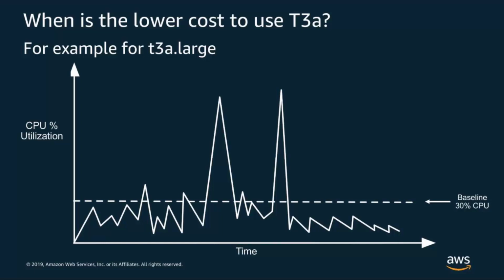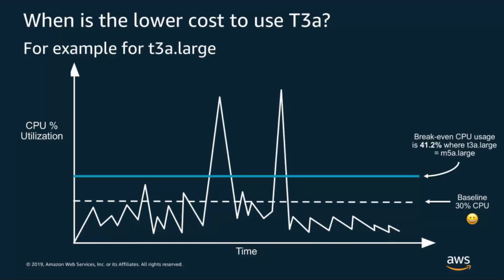In this case, you can see for some period of time, T3a large in this workload is below 30%. Sometimes it's above, sometimes it's below, and then sometimes it goes above, and so on. So if your average CPU is below 30%, you're going to be very happy, right? You save money. It's a lower cost option. You don't actually notice any difference because your average is already below 30%. If you look at where you break even, if you go above 30% on average, you're now going to have to purchase CPU credits.